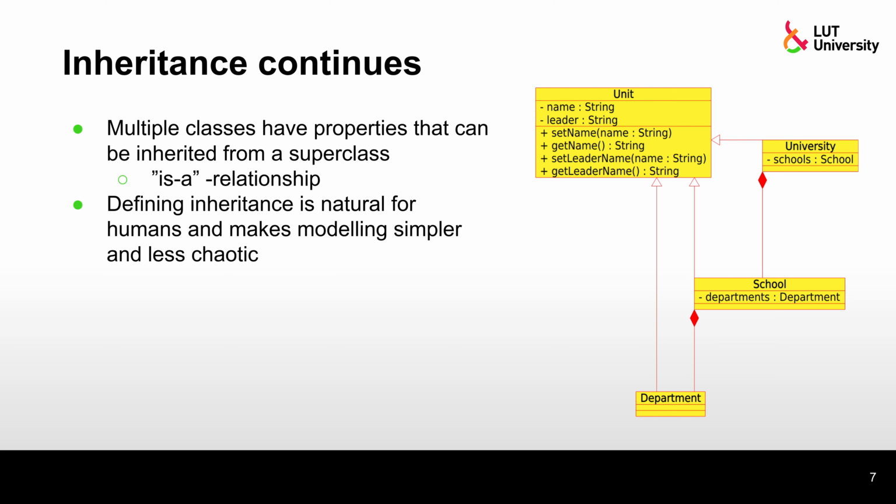Defining inheritance is natural for humans and makes modeling simpler and less chaotic. So if you compare this to the previous image where we had a lot of attributes and methods, this is simpler. It has these different arrows there and diamonds. We will discuss it a bit soon, but it's clear when you know what you are looking for.